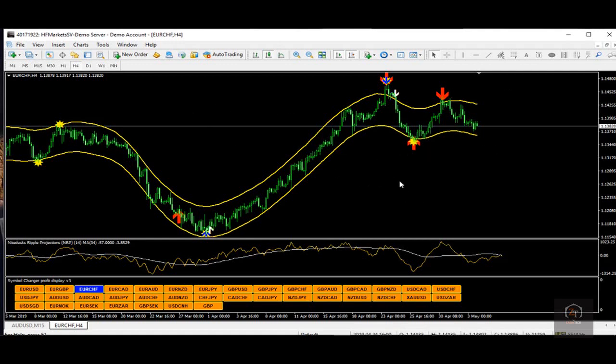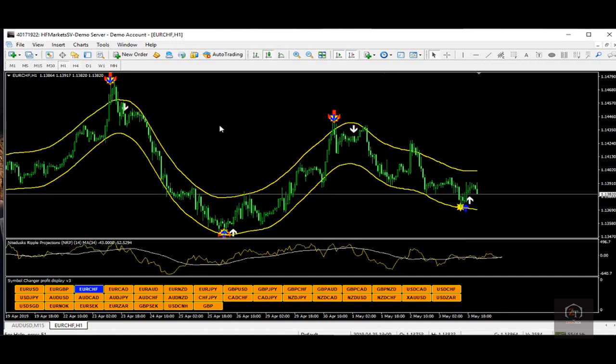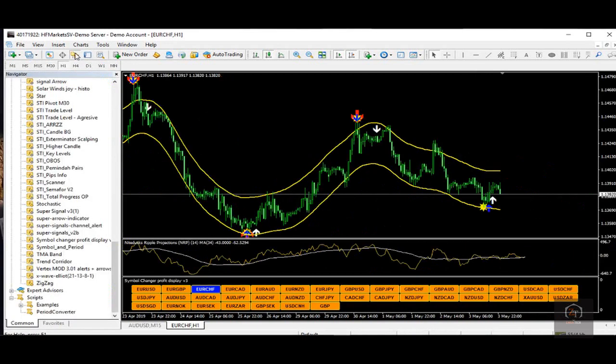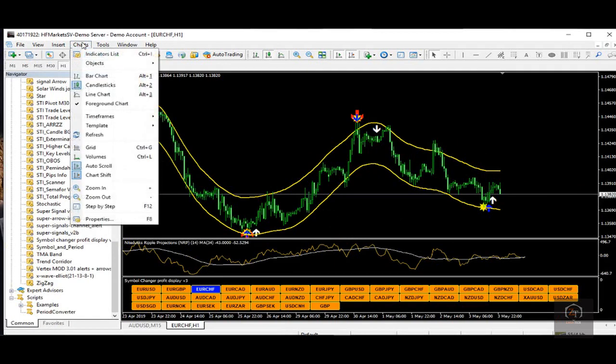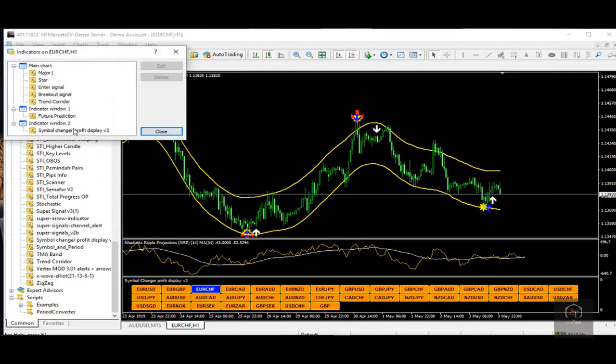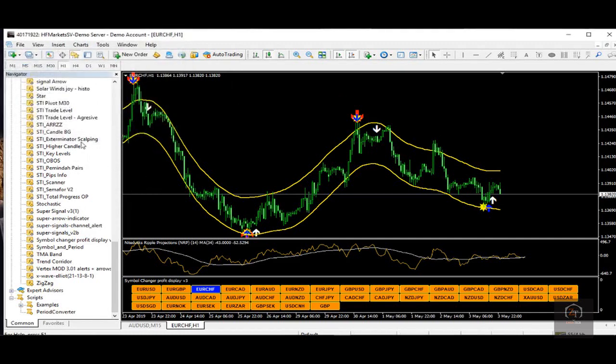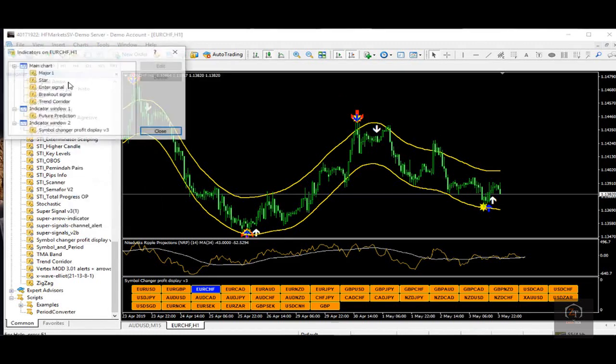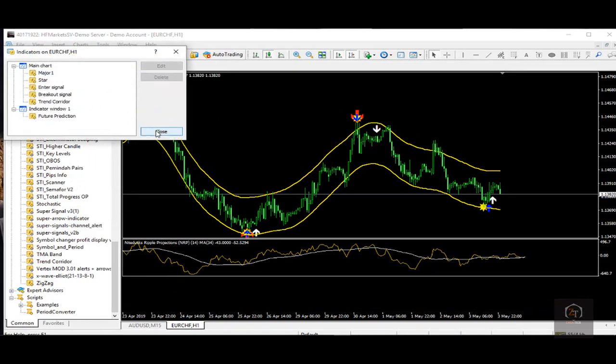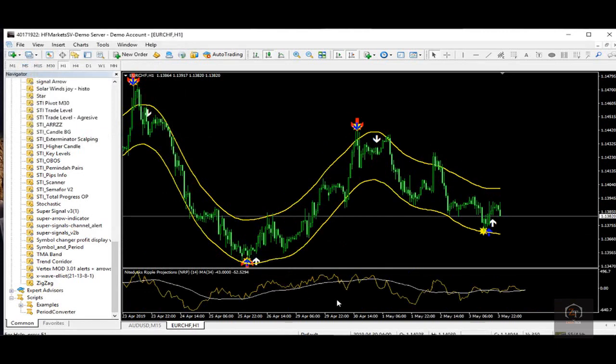Now for you to confirm when to enter and when to exit a trade, this is exactly what I did. I came into this spot. I have to remove this symbol changer first. I'll still add another new stuff here. Come to this spot, come to chart, indicator list, symbol changer, delete, and close. So I've removed the symbol changer.